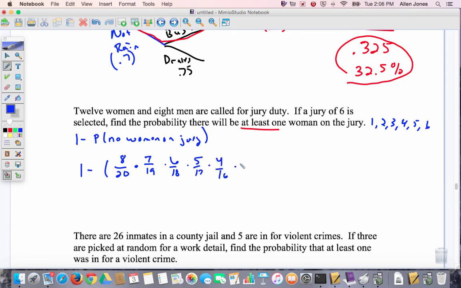We're not going to select the same man twice, so our next juror is 7 out of 19, 6 out of 18, 5 out of 17, 4 out of 16, and we have one more juror, so 3 out of 15 as we go down, because we're not going to select the same juror twice in a row. Okay, 6 different people on the jury.